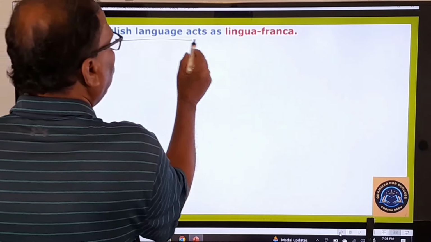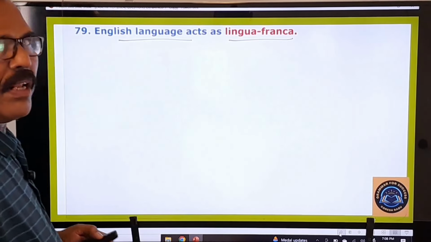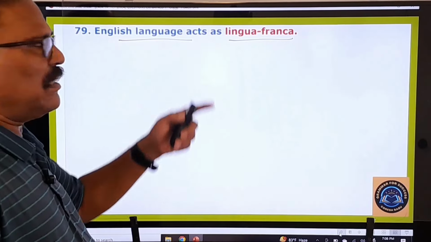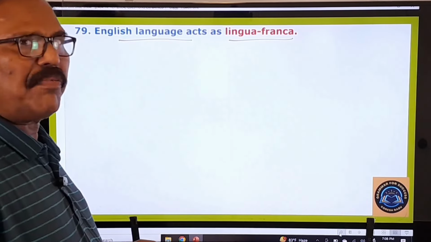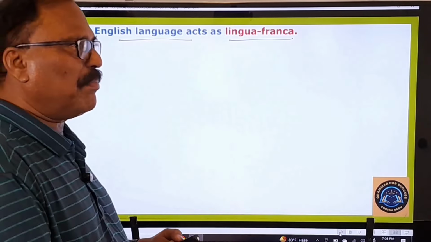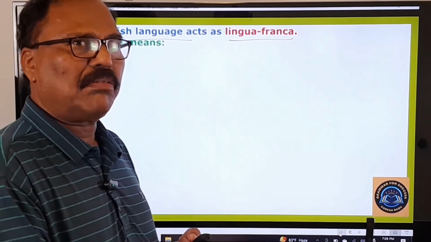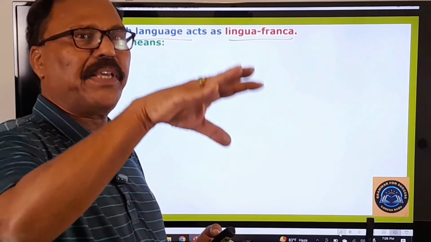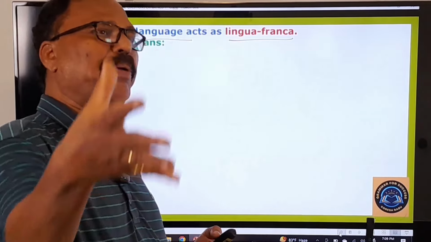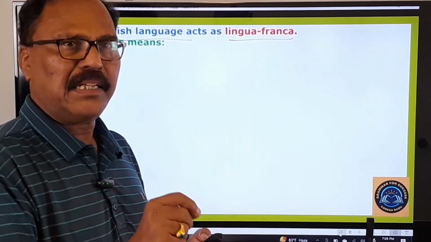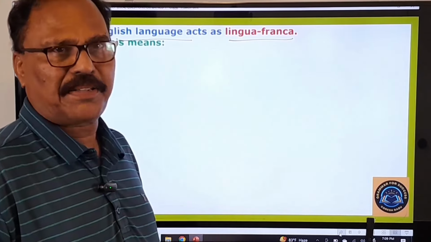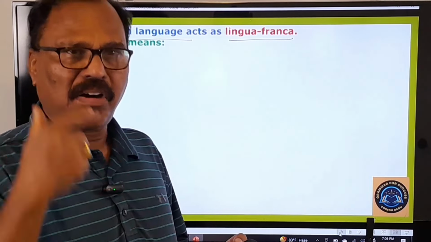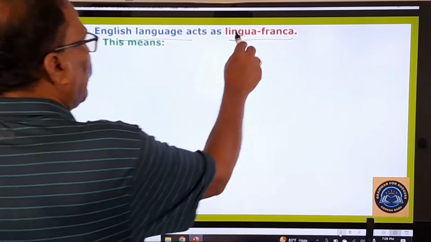79th one: the English language acts as lingua franca. Lingua franca means common language. That is a Latin word, lingua franca. For example, in Europe, you find Latin is the lingua franca. All the people of all countries will learn Latin, and they keep speaking that Latin language. So in Europe, you find that Latin is lingua franca. Yes, common language, right?